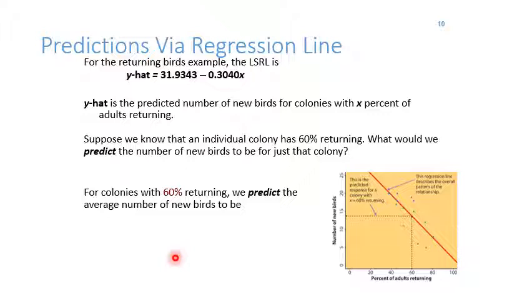So for colonies with 60% returning, we predict the average number of new birds to be 13.69. Earlier we were using the scatter plot and seeing these values, and we were getting almost 14 at this point. And now by this formula we are also getting the exact value, that is 13.69.